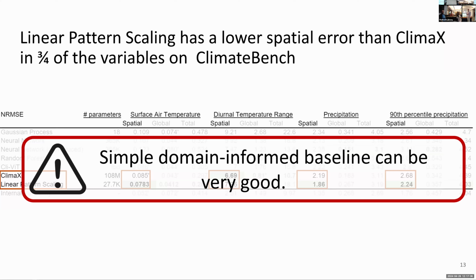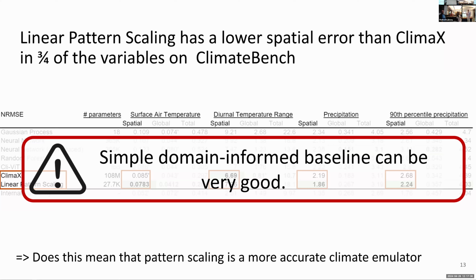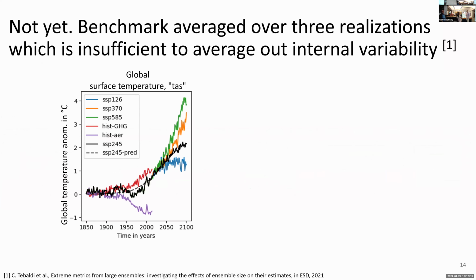But from the domain sciences, does that actually mean that the linear pattern scaling model, which is what this model was called, is the most accurate climate emulator out there? I think actually not yet, because we talked earlier about the realizations, and we can see here in this global temperature plot that there are all these wiggles that are still left in the ClimateBench data set.